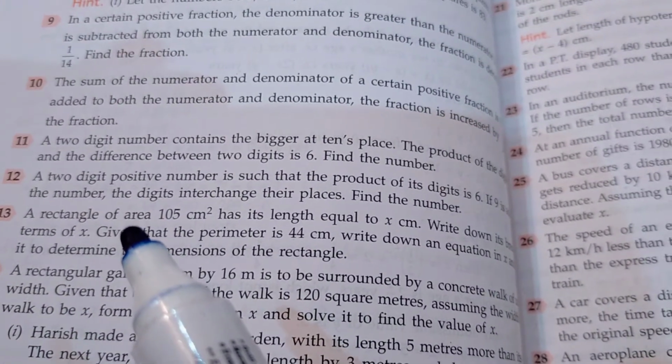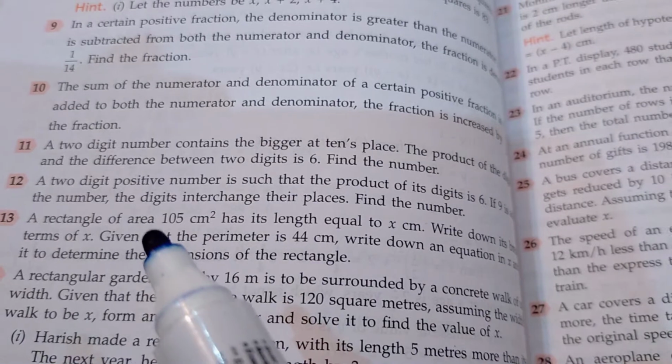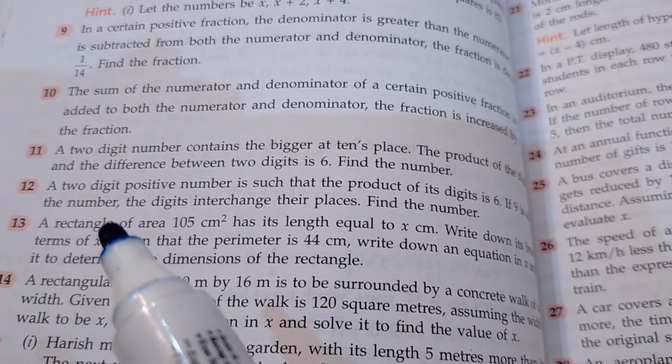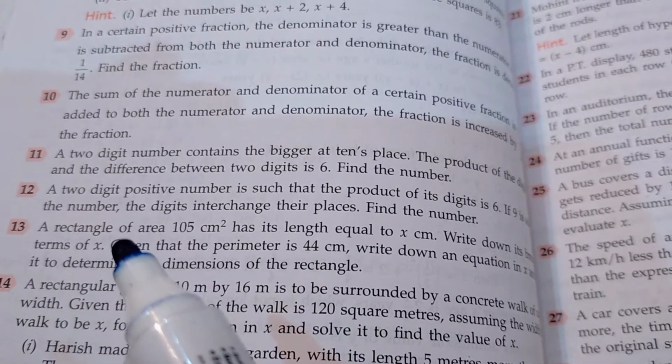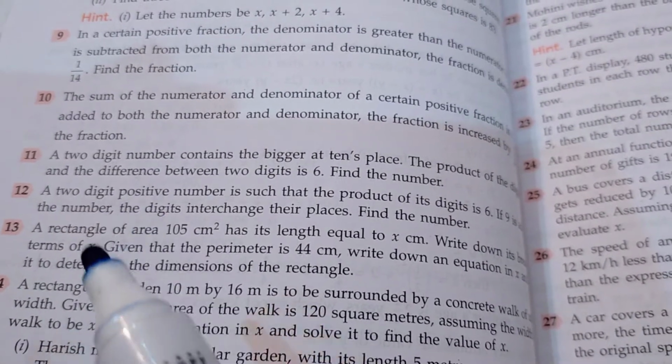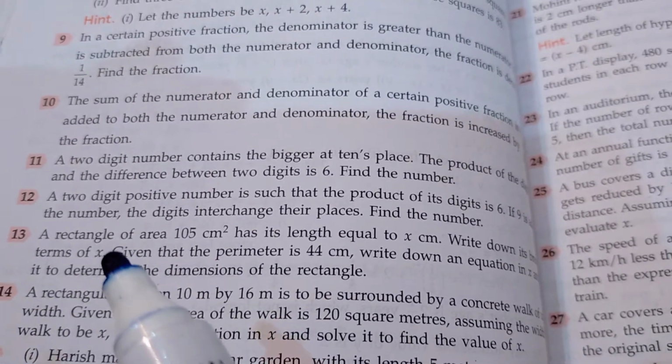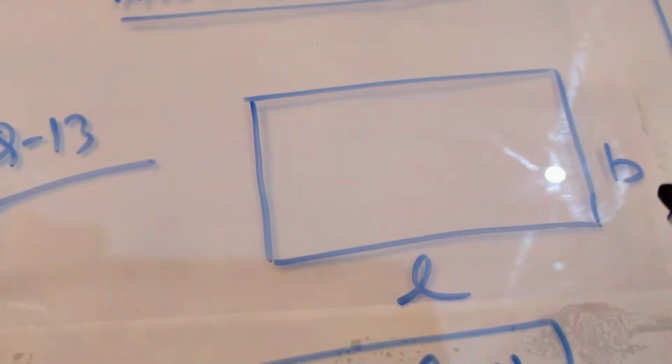So you should have knowledge of the area and perimeter of a plane figure. It may be a rectangle, a triangle, or a trapezium. They can take any figure in place of this. So here they have taken a rectangle, so you should know the shape of a rectangle. It is the shape of a rectangle.